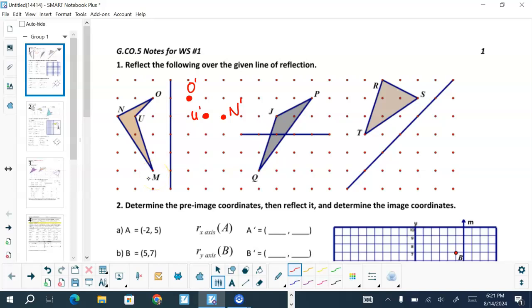Then for the M down here at the bottom, it's 1 space to the left of the line, so we need to go 1 space to the right, draw our dot, and do M prime. Okay, now we need to connect our dots.